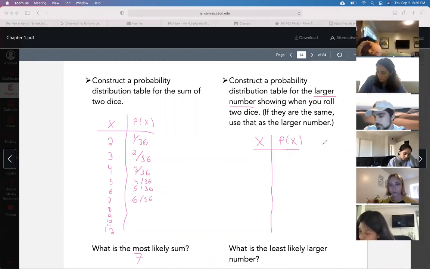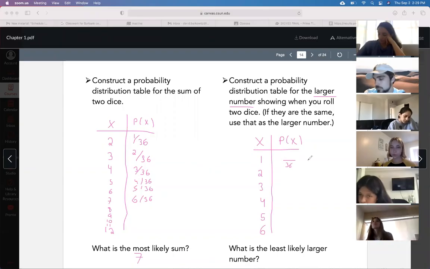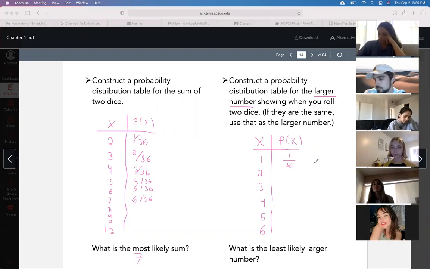1 through 6. The larger number of two dice that are each 1 through 6 can never be more than 6. Agreed? Yeah. Okay, now, what is the probability that the larger of the two numbers is 1? How many of those 36 equally likely outcomes is going to have the larger number being 1? 1 out of 36. The only way to get a 1 is if both dice are themselves 1. Do you agree? Yes.